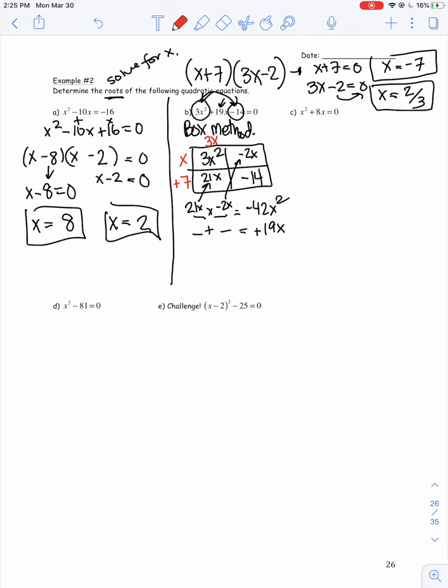Which means that to get this positive 21x, I'm going to have to multiply by positive 7. So 7 times 3x gives me 21x. So I already have one bracket. So that matches this guy right there.